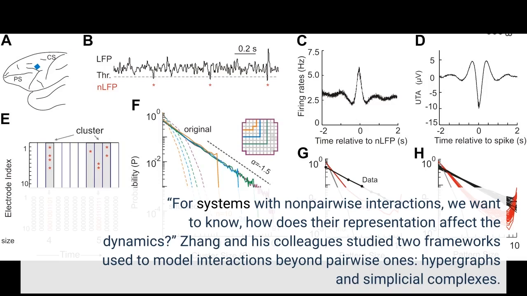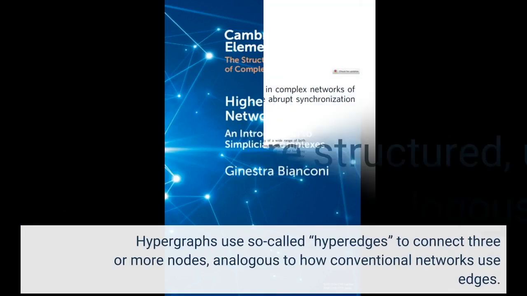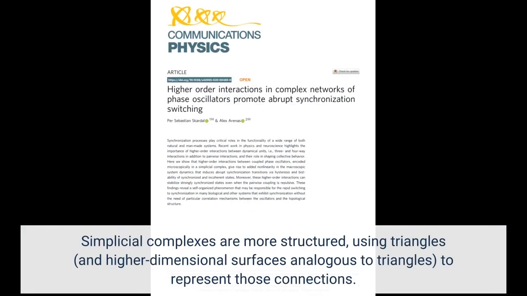Zhang and his colleagues studied two frameworks used to model interactions beyond pairwise ones, hypergraphs and simplicial complexes. Hypergraphs use so-called hyperedges to connect three or more nodes, analogous to how conventional networks use edges. Simplicial complexes are more structured, using triangles, and higher-dimensional surfaces analogous to triangles, to represent those connections.